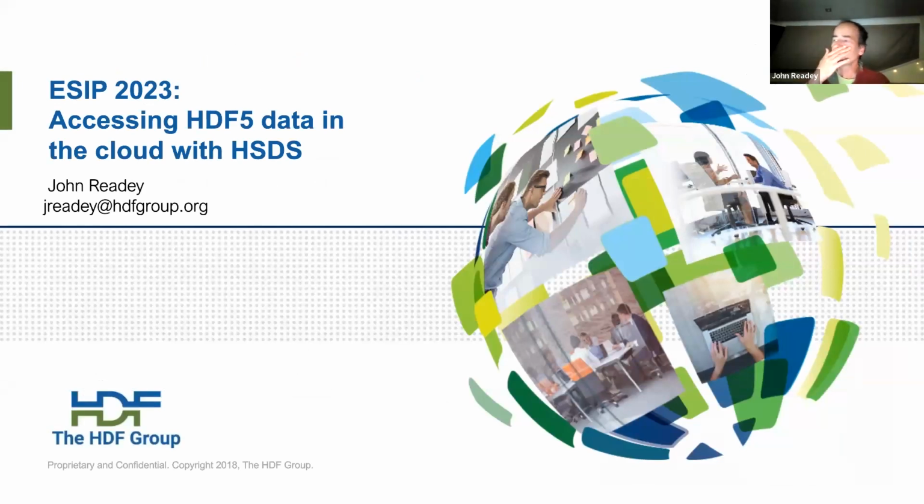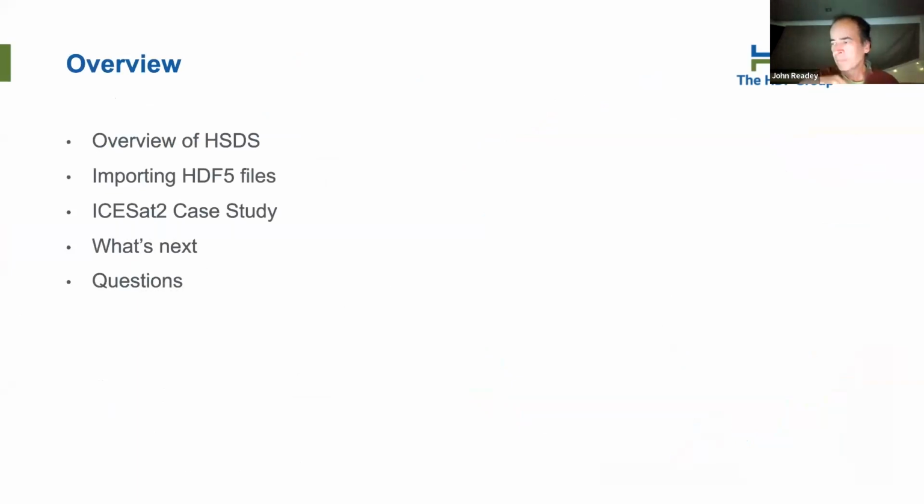Okay, hey guys, so I'm going to talk about using HSDS, the Highly Scalable Data Service, to access traditional HDF5 files in the cloud. I'll give a brief overview of HSDS. Some of these topics we dove into in more detail in prior ESIP talks, but I'll skim over HSDS and then talk about how you import HDF5 files into HSDS, a case study, and some conclusions.